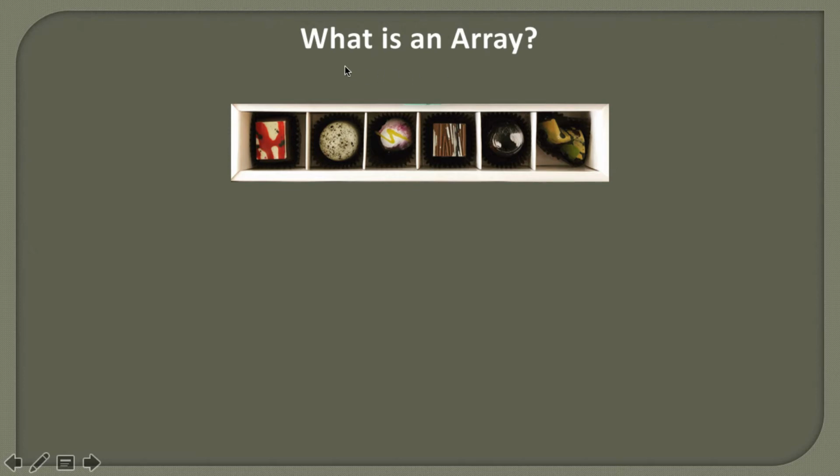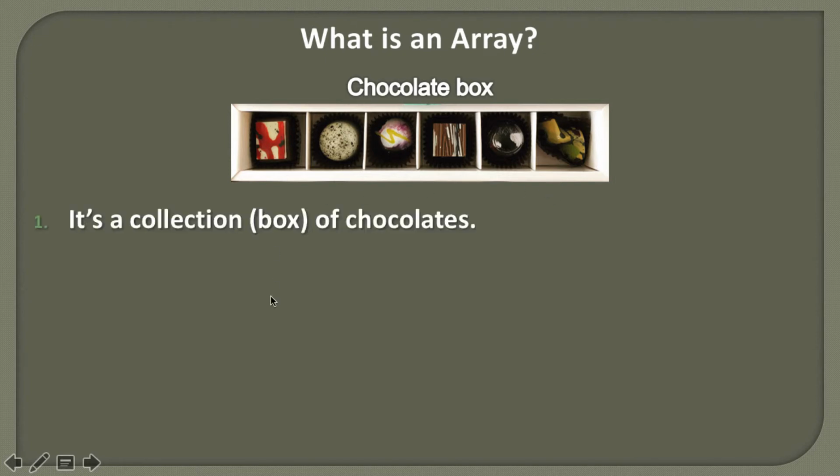So friends, what is an array? Let's take an example of a chocolate box. You must have seen a chocolate box having chocolates separated by partitions and containers. When we see it for the first time, we get a few things in our mind. Number one is we can tell that it's a collection of chocolates, or a box of chocolates.